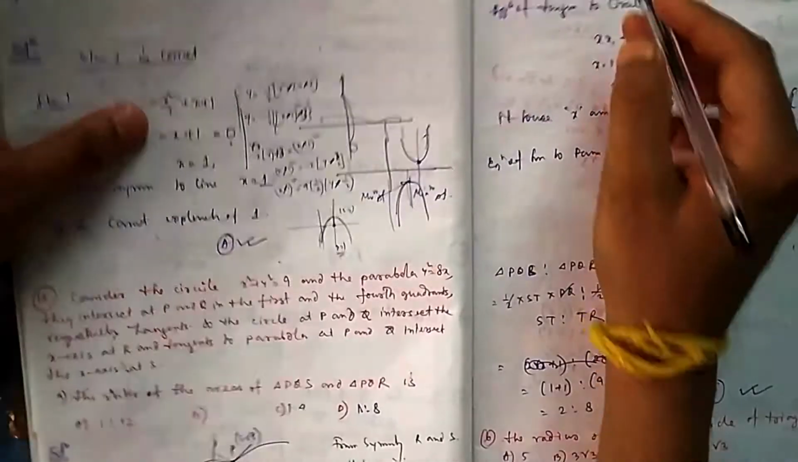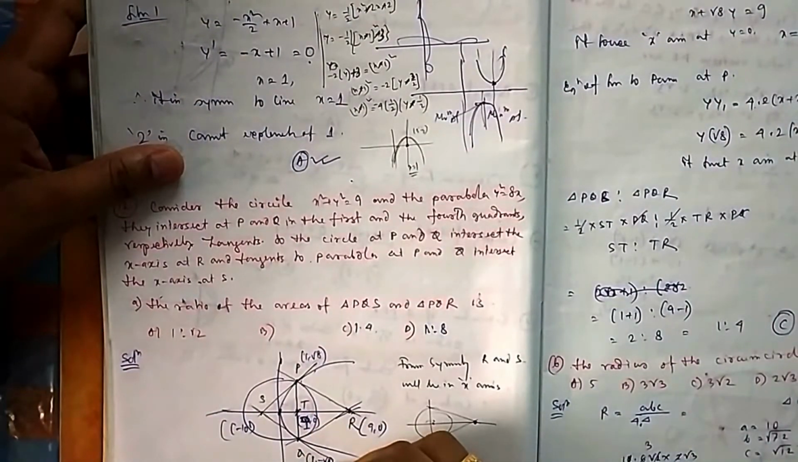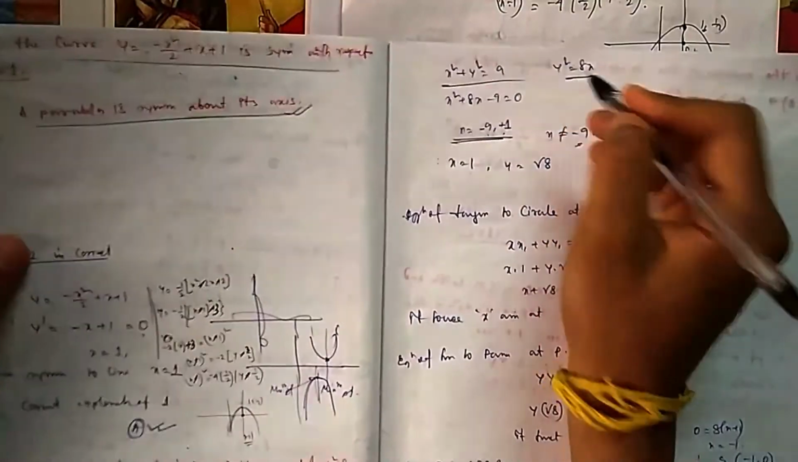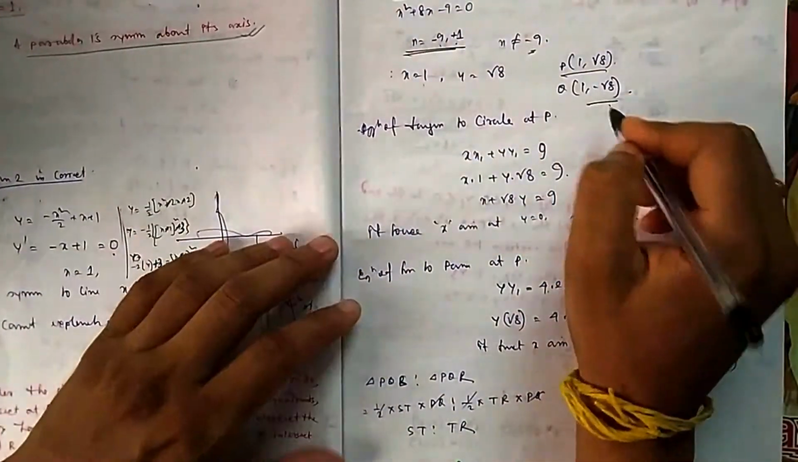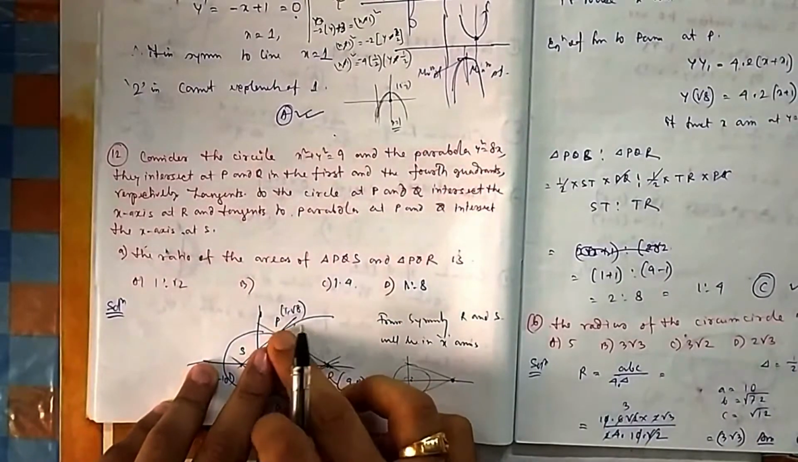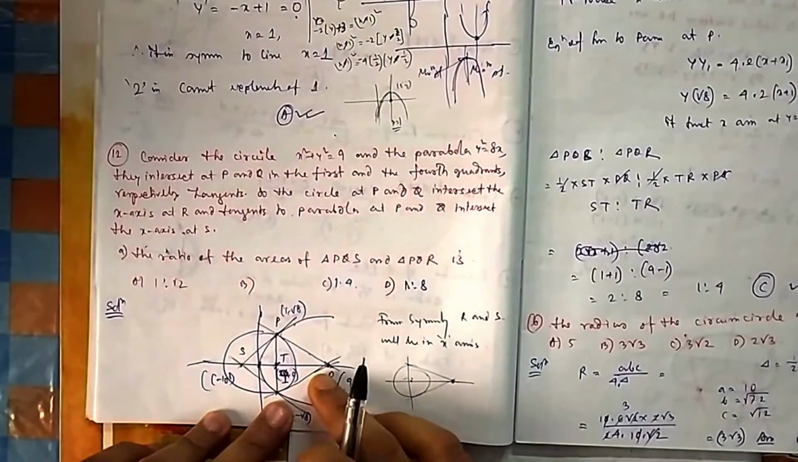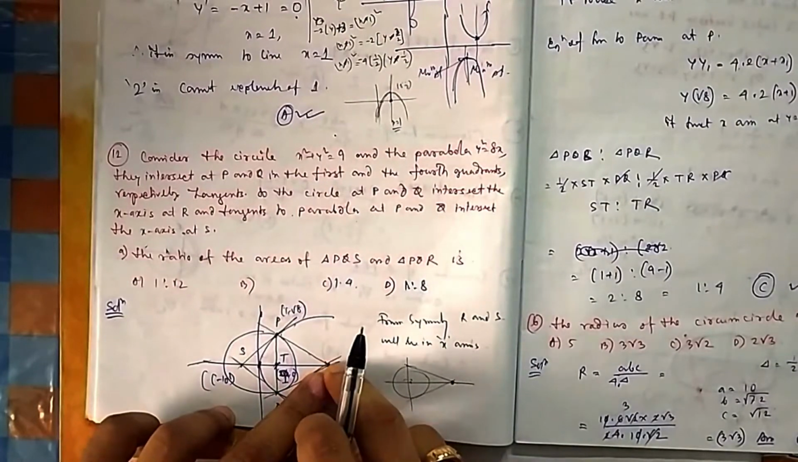So if x equal to 1, then y will be equal to root 8 and minus root 8. You put it here in y square. So these are P and Q, you got these points. Now you know the equation of the tangents at the point P. What was the tangent equation? SS1 equal to 0. You can find the tangent here. You can solve these 2 tangents to find this point.